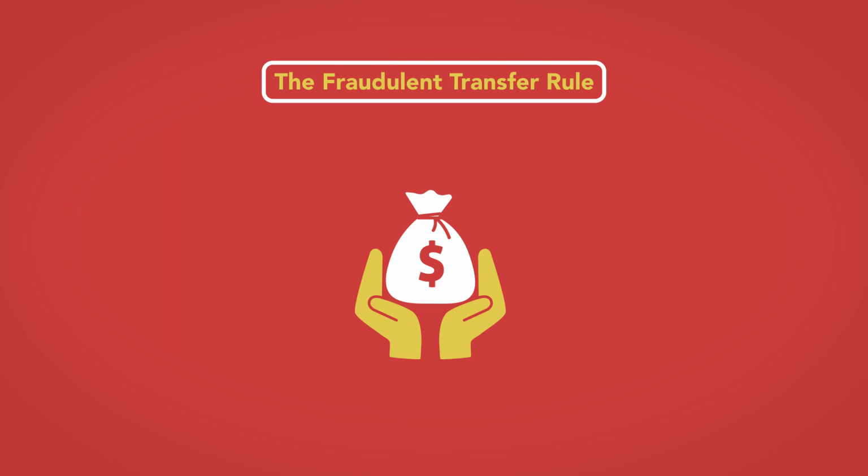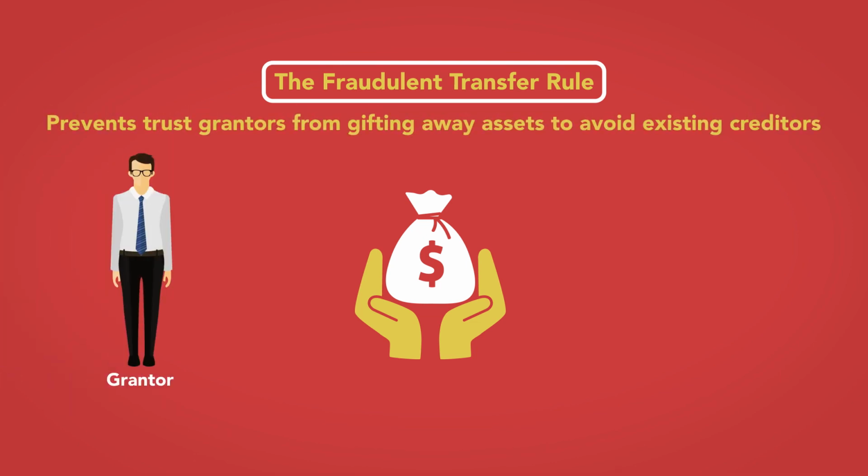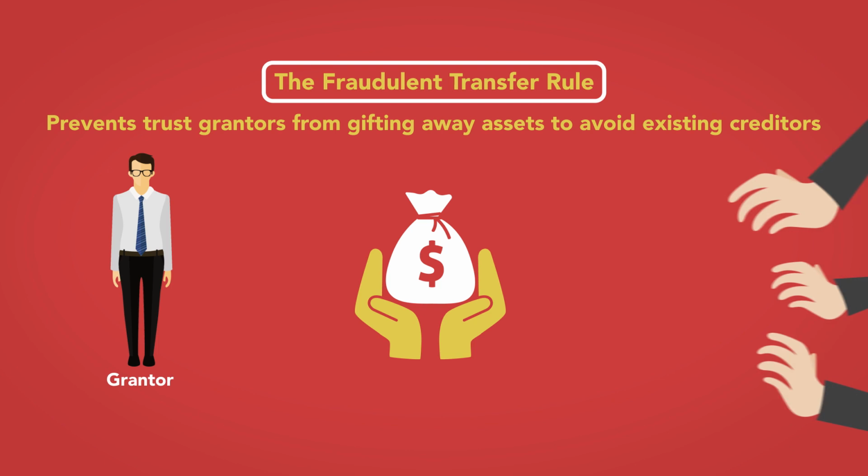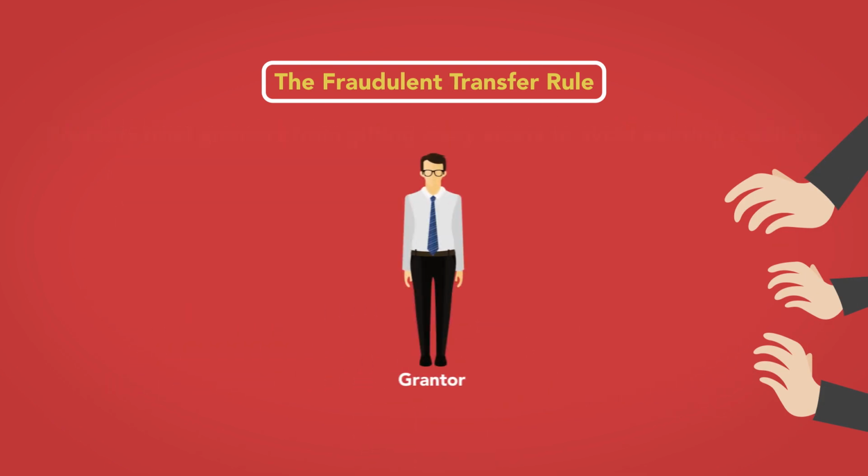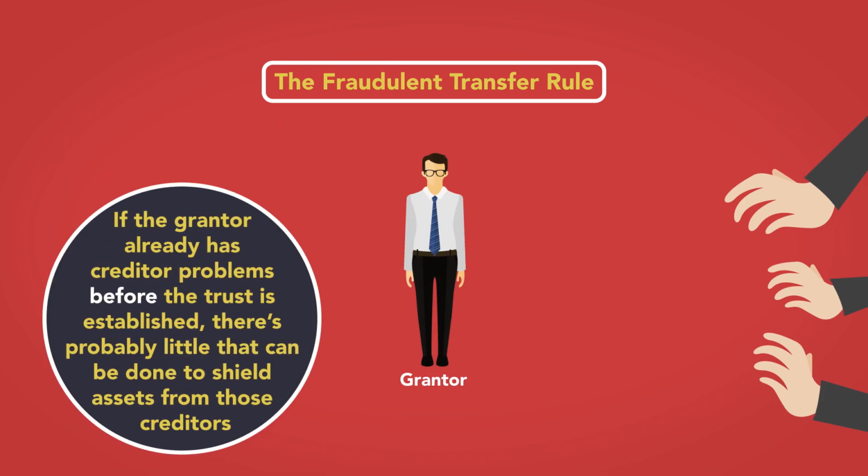The fraudulent transfer rule prevents trust grantors from gifting away assets to avoid existing creditors. The general rule of thumb is that if the grantor already has a creditor problem before the trust is established, there's probably little that can be done to shield assets from those creditors. Family obligations such as equitable distribution, alimony, and especially child support are similarly difficult or impossible to evade through trusts or other creditor protection devices.